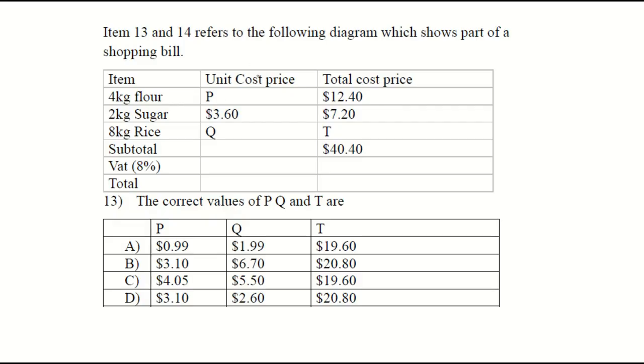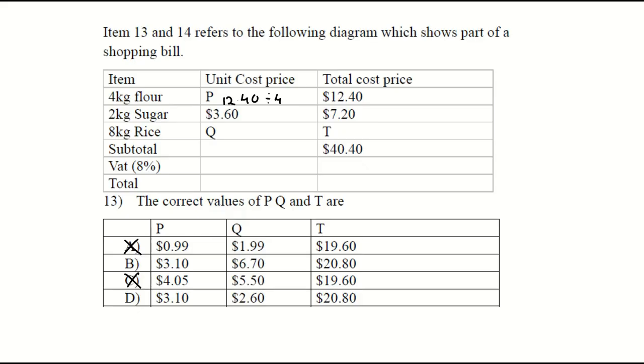Now P is going to be found because we're finding per kilogram. In this case, it will be $12.40 divided by 4, which is 4 going into 12, $3.10. So A and C would be out of the question. It's either B or D. Right, then we want to know what is Q and T.